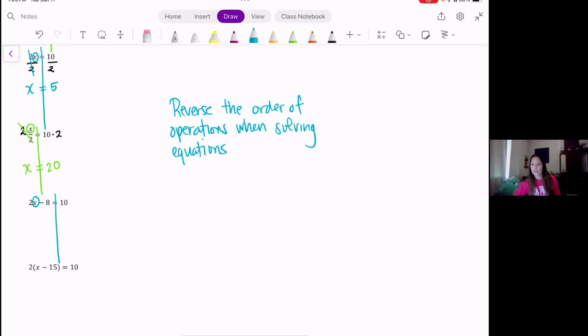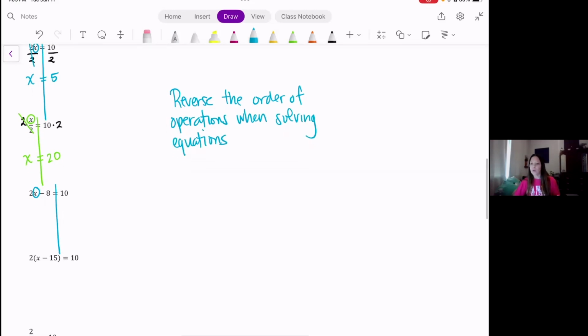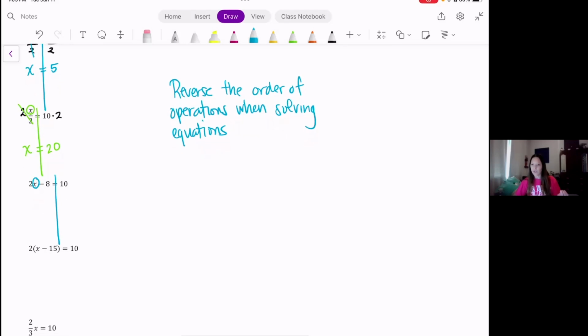There are some exceptions to this that you'll see, but typically when you have x that's attached to a number and subtraction outside, you add and subtract first and then multiply or divide. So the first thing that I'm going to do then, I have multiplication by 2 and I have subtraction by 8. So I'm going to add 8 first. Add it to the left, add it to the right. And then I drop down the thing that I haven't touched. I haven't touched the 2x. -8 plus 8 is 0. 10 plus 8 is 18.